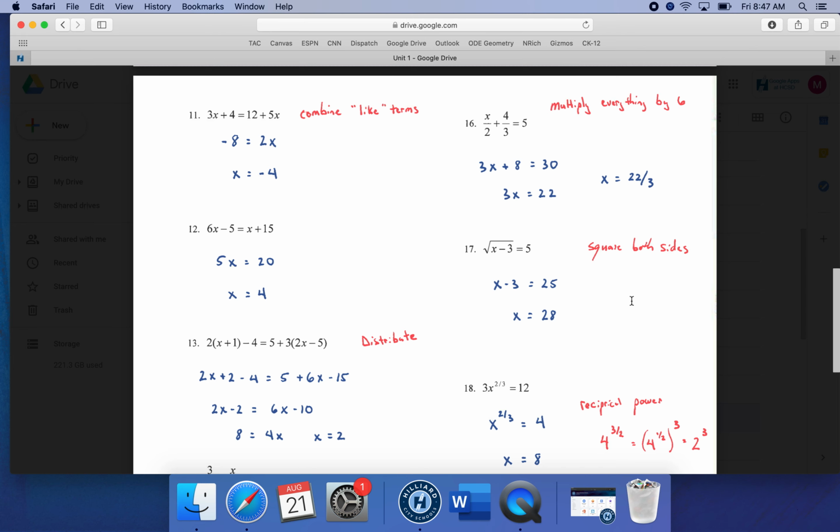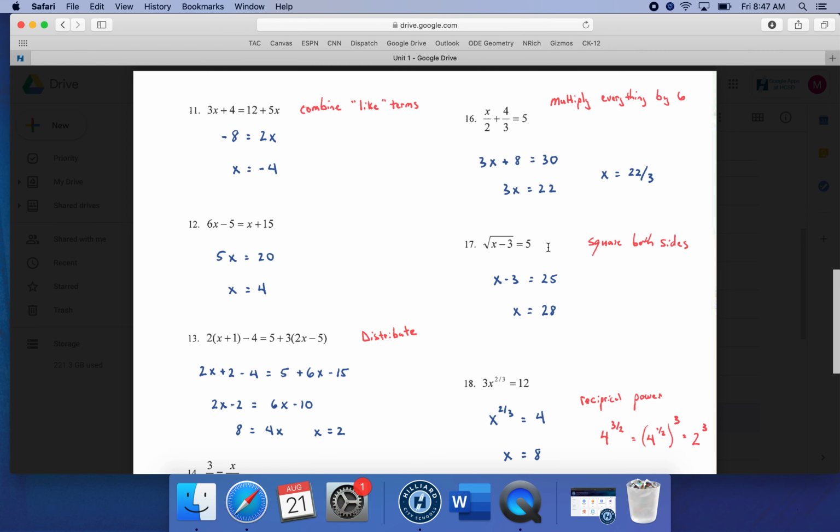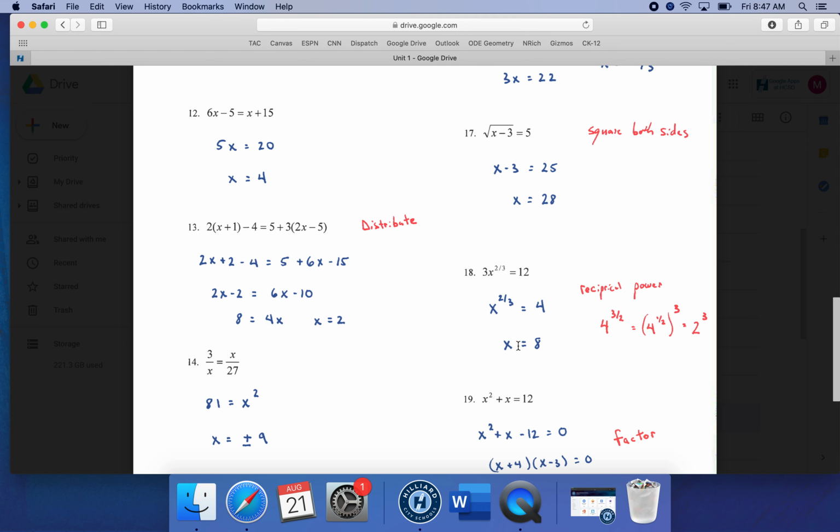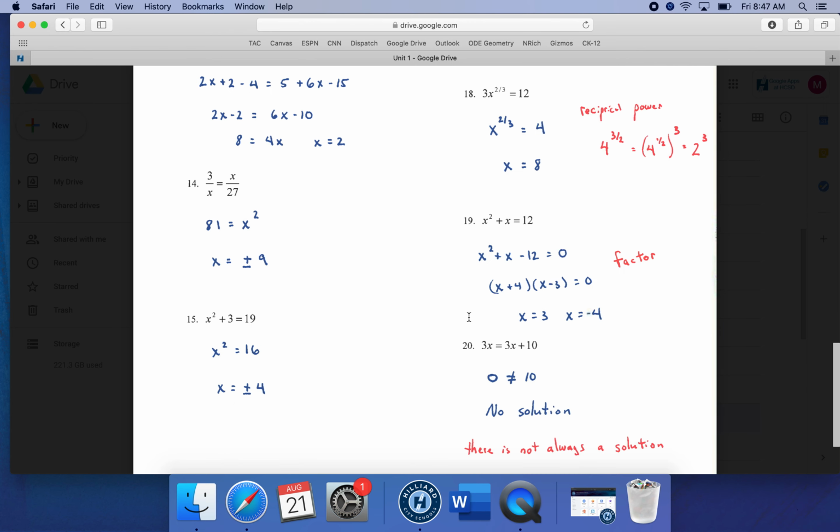I wouldn't worry about the rest of these. They're not going to come up very often. 17, you're actually going to square both sides at first. You're going to get rid of a square root by squaring, just like you get rid of addition using subtraction, or you get rid of division using multiplication. If you want to get rid of a square root, you have to square both sides. 18, don't worry about. That's got a fractional power. You can look at it if you want, but that's kind of a challenge.